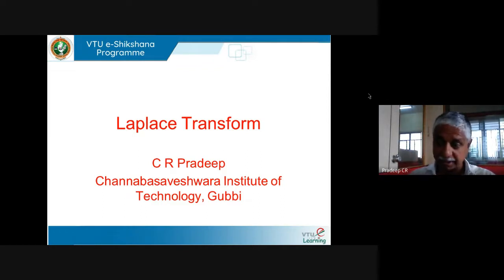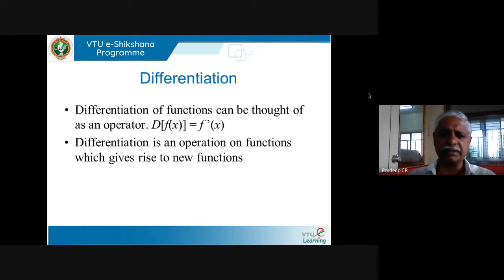But still, I would like to tell you Laplace transform not just as a symbolic manipulation. I want to show you something common with what you already know. So let us start with the most elementary thing which you know in calculus, which is differentiation. Differentiation of functions can be thought of as an operator, which means D of f of x is f dash x. This is the capital D of f of x. This is the standard notation which you may know. If you don't know, you better learn this now.